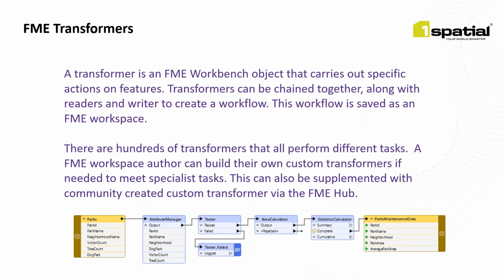A transformer is an FME Workbench object that carries out a specific action on features. Transformers can be chained together along with readers and writers to create our workflow, and the workflow is saved in an FME workspace. There are hundreds of transformers out there that all perform different tasks. An FME workspace author can build their own custom transformers if they need to meet very specific tasks, or they can be supplemented with community-created custom transformers via the FME Hub.